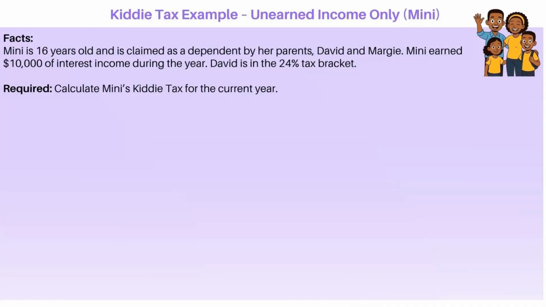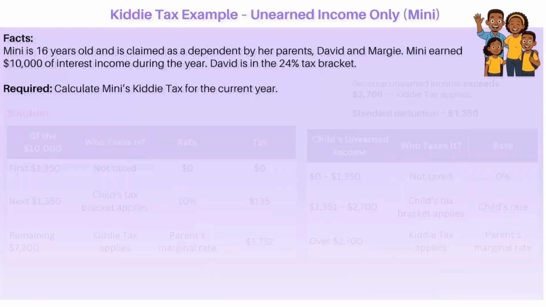All right, so let's wrap this up by going through a quick example of Kiddie Tax. So we're focusing in on Minnie and her unearned income only. All right, so Minnie is 16 years old. She is a dependent of Dave and Margie. She earns $10,000 of interest income this year. Because all of this is unearned investment income, Kiddie Tax rules apply.